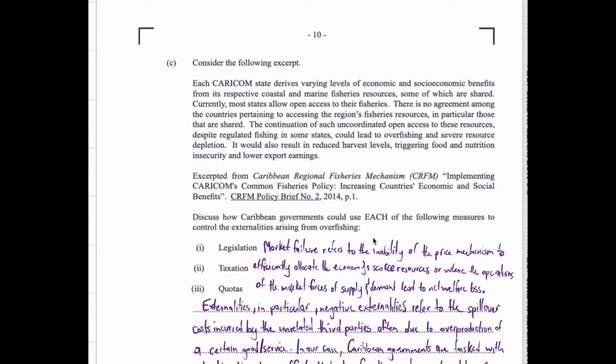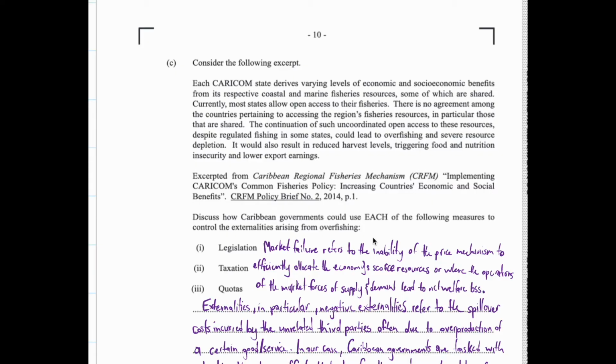Open access to resources. So overall access to resources. Sorry, that's a cause of market failure as well. So this is a market failure question. So we need to tie in the definition of market failure always. So market failure refers to the inability of the price mechanism to effectively allocate the economy's scarce resources, or where the operations of the market forces of supply and demand lead to net welfare loss.